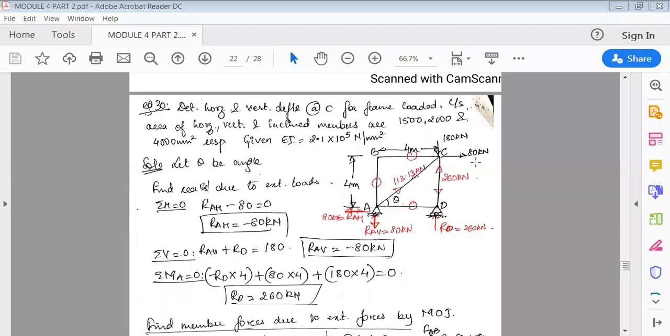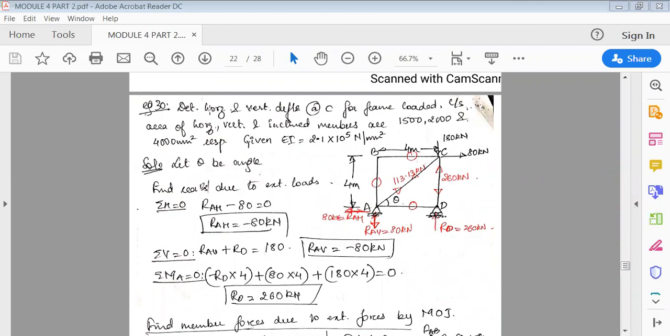Hello everyone. So the next and the last type of problems on this unit load method is on the truss. We've already dealt with solving the problems on beams and frames using unit load method. And the next type of problem is solving the given truss using the unit load method.